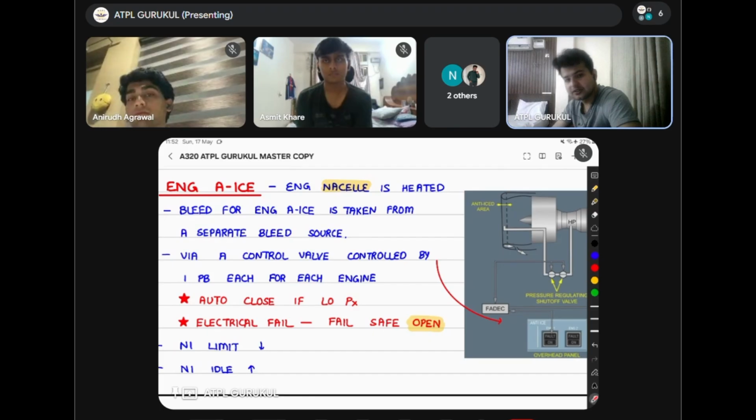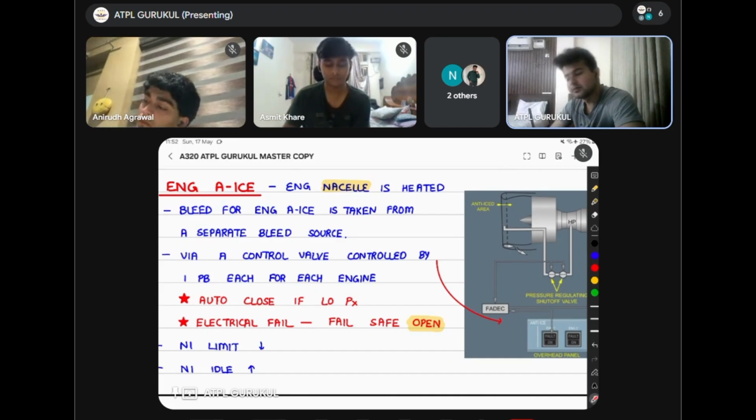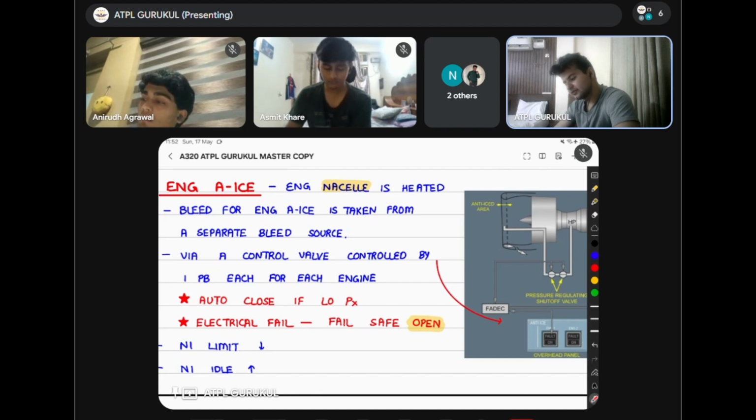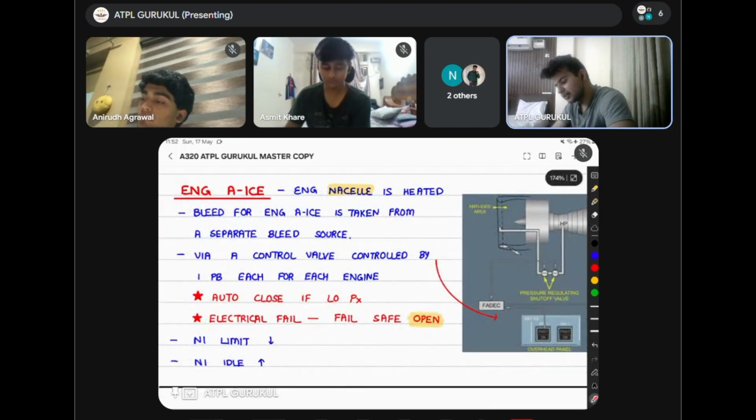What is the definition of icing conditions? This is a homework for you. It is there present in the limitations chapter of ice and rain protection. इसके ऊपर बहुत क्वेश्चंस आते हैं. ओके, आइसिंग कंडीशंस को लेके. Now again, please pay attention to this point.